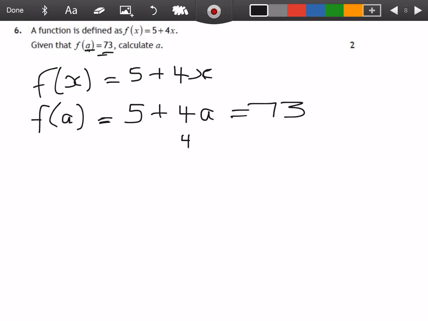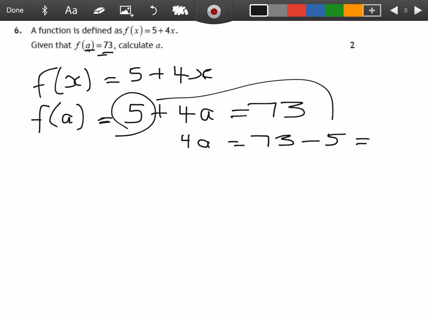Keep the a's on one side and put your numbers on the other. I'm going to move the 5 across and take it away, which gives you 68. Now if 4a is equal to 68, what do we do? 68 divided by 4. And remember, it's a calculator paper, but I'm sure most of you would be okay with that. a works out as 17.